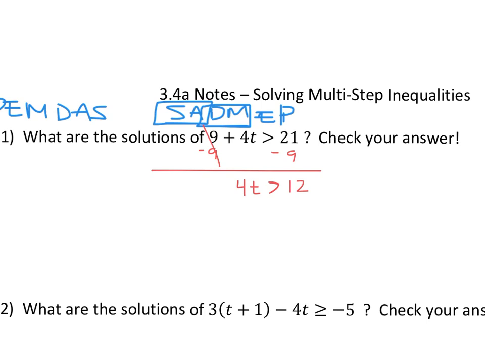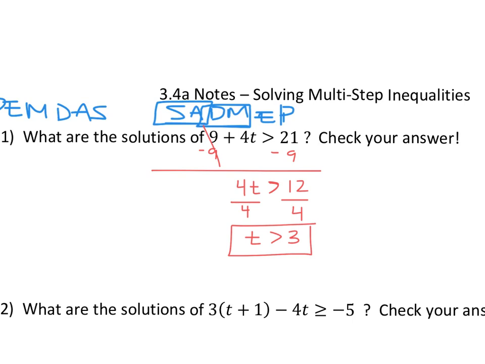Now what do we do? Divide by 4. You divide by 4 on both sides. Do I flip my symbol? No, because we divided by a positive. So it's still greater than. 12 divided by 4 is 3. That's it? Okay, so your answer is t is greater than 3.